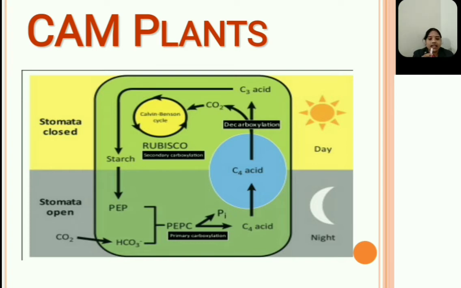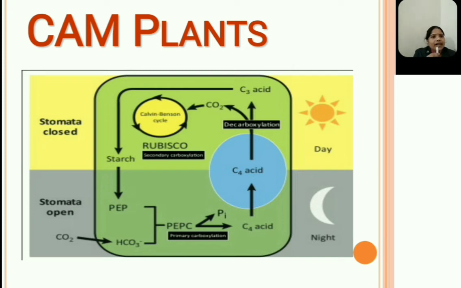Okay, so oxaloacetic acid is reduced to malic acid in the presence of the enzyme malate dehydrogenase and NADPH2. So in the presence of NADPH2 and malate dehydrogenase enzyme, oxaloacetic acid is converted into malic acid. Malic acid is stored in mesophyll cells during night, hence acid concentration increases, and pH is decreased during night time.